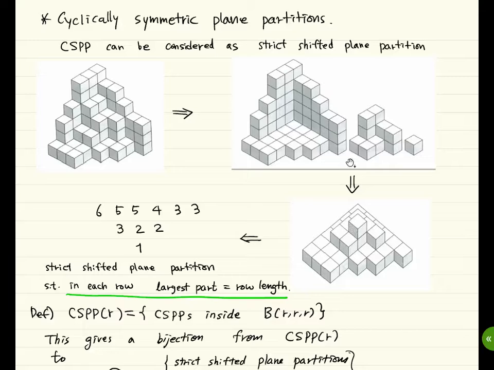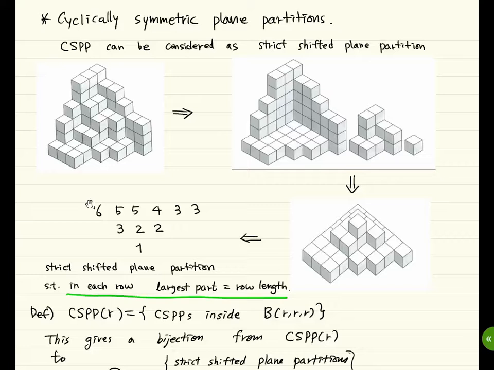So I'm going to rewrite this as a shifted plane partition like this. We have six boxes in the first floor, 6, 5, 5, 4, 3, 3, so that goes over here. And the second floor, 3, 2, 2, 3, 2, 2. The third floor, we have just one. We write these numbers in this shifted way. So from a cyclically symmetric plane partition, we obtain a shifted plane partition.